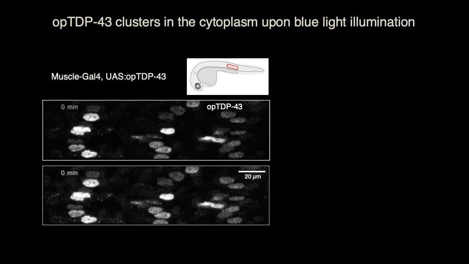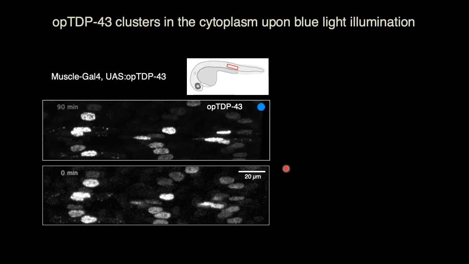So next, to test whether OP-TDP-43 forms cytoplasmic aggregates by blue light illumination, we first looked at the skeletal muscle because myofibers have large nucleus and large cytoplasm. So here we are looking at the lateral side of the body, and you see OP-TDP-43 enriched in the nuclei, but not in the cytoplasm. So now when you shine blue light, I hope you can see that OP-TDP-43 gradually appears in the cytoplasm as granular structure or droplets.